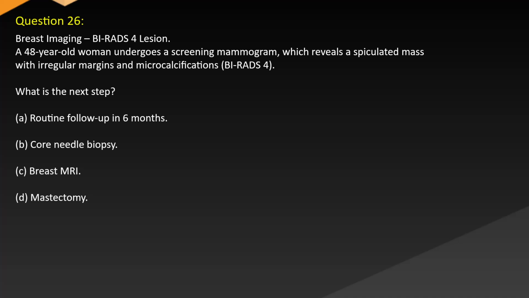Question 26. Breast imaging. BI-RADS 4 lesion. A 48-year-old woman undergoes screening mammogram which reveals spiculated mass with irregular margins and microcalcifications. BI-RADS 4. What is the next step? A. Routine follow-up in 6 months. B. Core needle biopsy. C. Breast MRI. D. Mastectomy.